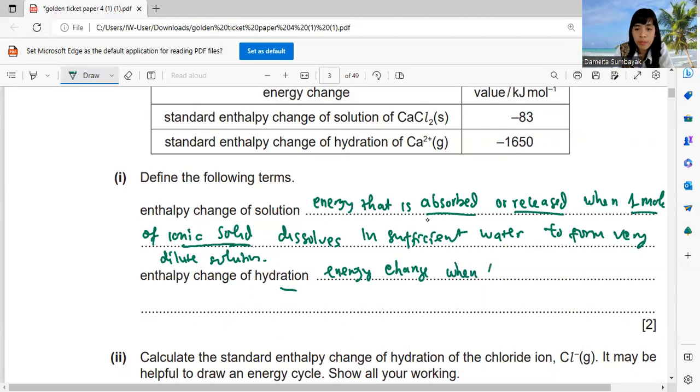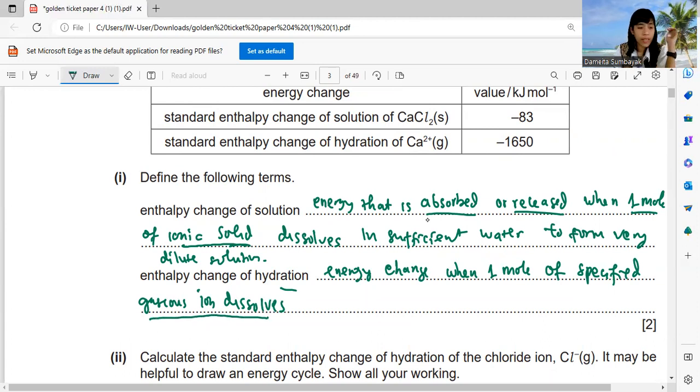Whereas enthalpy change of hydration is the energy change when 1 mole of specified gaseous ions dissolves. So in here, the one that we dissolve is gaseous ions in sufficient water to form a very dilute solution. Okay, next.